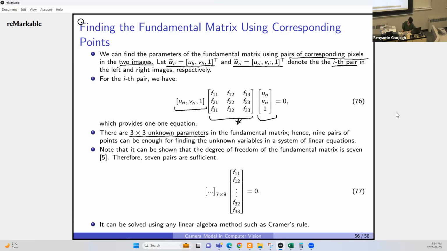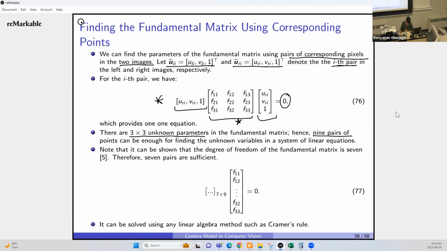These are unknown. There are 3 by 3 unknown parameters in the fundamental matrix. Hence, 9 pairs of points can be enough. Why? Every pair is giving us how many equations? Only one equation this time, because this 0 is a scalar, right? Only one equation. So we need 9 pairs of points.